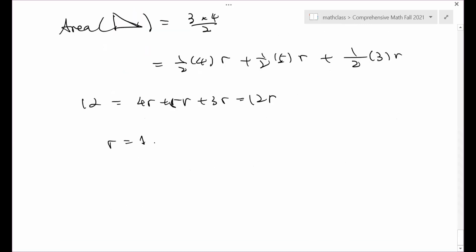All right, so that is a perfect number. Okay, it's just an integer. All right, so now let's take a look at the next one.